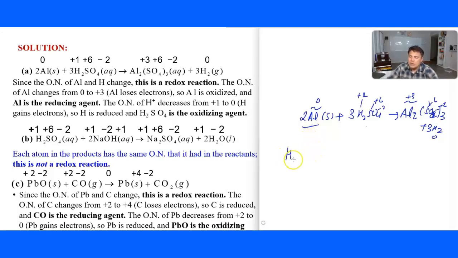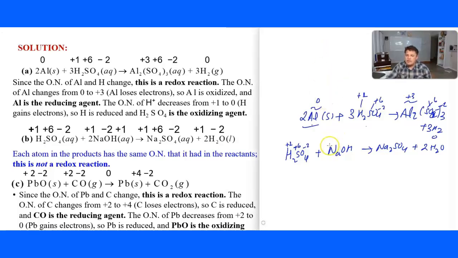So now let's see the other one, H2SO4 plus NaOH gives you Na2SO4 plus H2O. Now if you see that here, each atom has the same oxidation state on the left hand side and the right hand side. Hydrogen has plus 1, sulfur has plus 6, oxygen has minus 2. Okay.